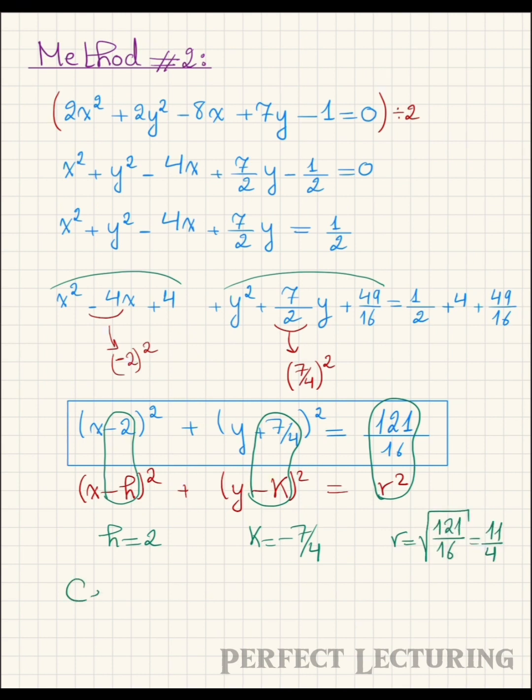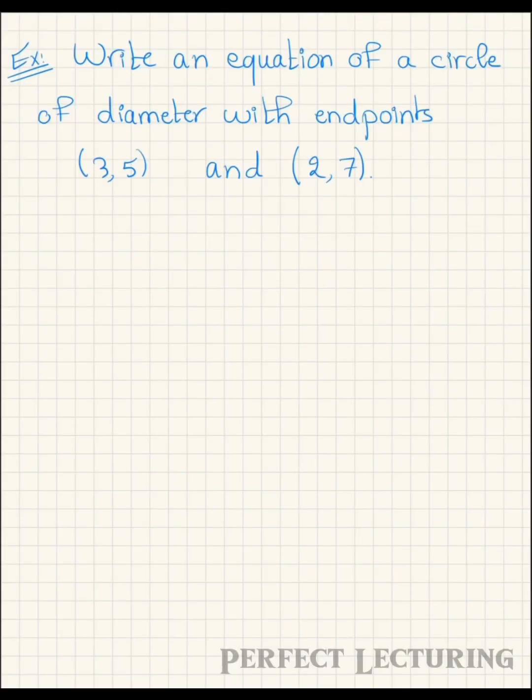Therefore, we obtain the center, that is (h, k), which is (2, negative 7 over 4), and the radius, which is 11 over 4. And this is how we find the center and the radius of a circle by completing the squares. Let us do this exercise.